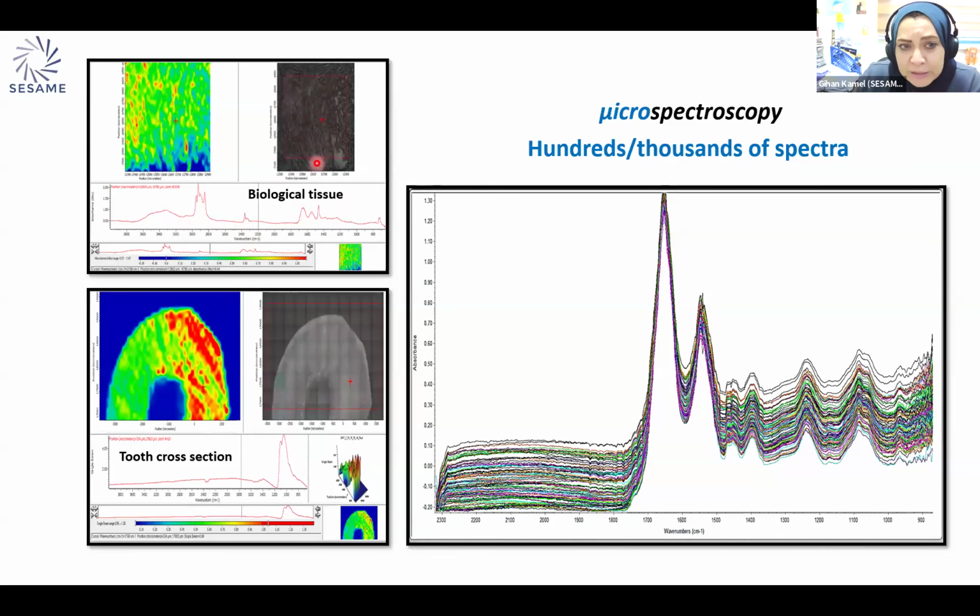So for example, that was a biological tissue. It was an experiment on breast cancer. So this was a cross-section of a breast tissue biopsy. And you see here the image of this tissue as well. And the one below was a tooth cross-section. And again, you see how we see the cross-section under the microscope and the visible objective, and this is how it relates to the infrared features.